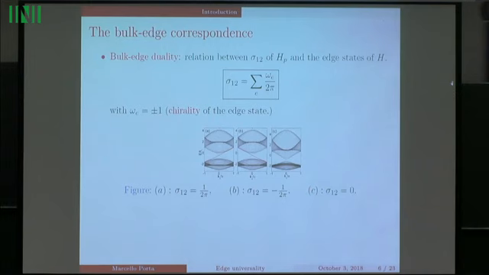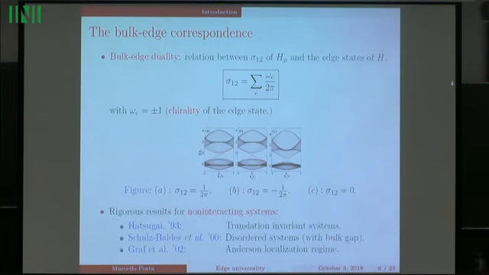Okay, so that is something that has been proven as a mathematical theorem. The first rigorous result was given by Hatsugai at the beginning of the 90s for translation invariant systems, and then this has been extended to a larger setting of non-interacting Fermi gases, also including disorder, and in particular also including the so-called Anderson localization regime, where you have pure point spectrum and not a band gap.